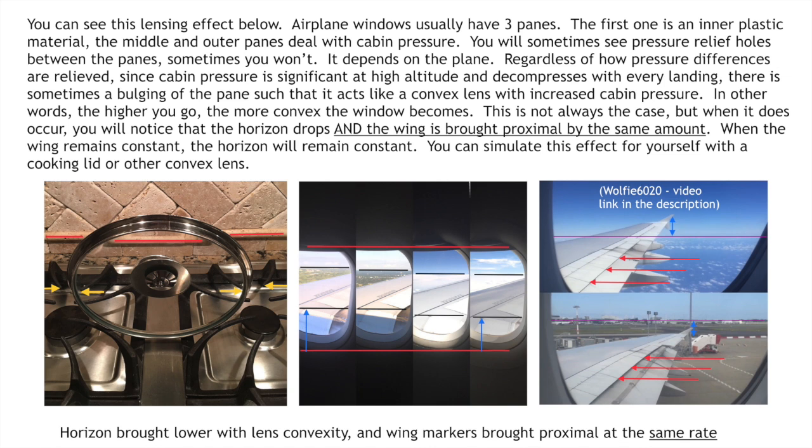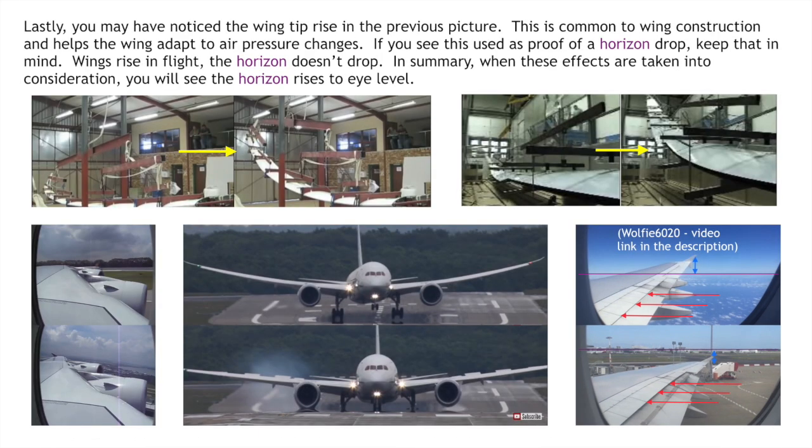roughly several feet. And there's another effect here, which is the blue line, which is this wing rise effect, which I'll go over here. But again, the horizon is brought lower with lens convexity, and wing markers are brought proximal at the same rate. So make sure you're keeping that in mind when you're doing these observations.